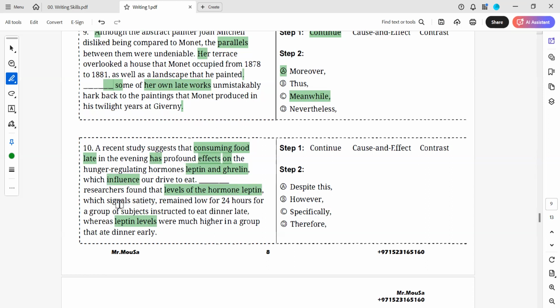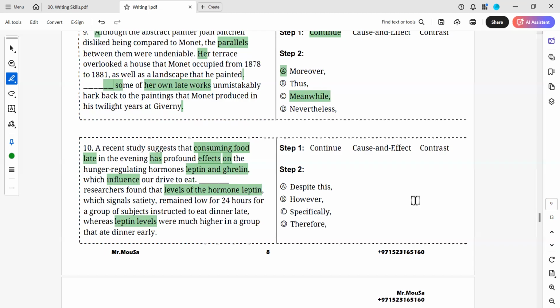What do we have next? Guys, following researchers found that levels of hormone leptin, which signals satiety, remained low for 24 hours for a group of subjects instructed to eat dinner late, whereas leptin levels were much higher in a group that ate dinner early. Guys, it's not contrast, okay? Cause and effect, maybe. Continue in case we have similar ideas.